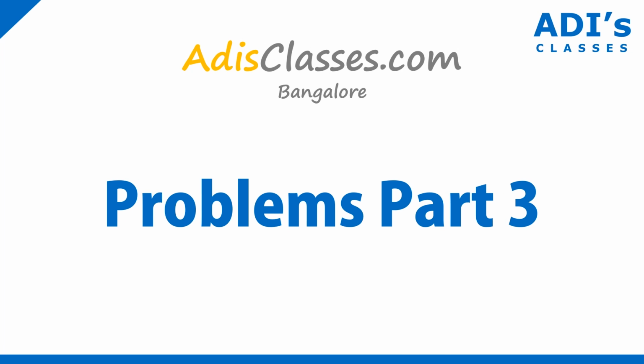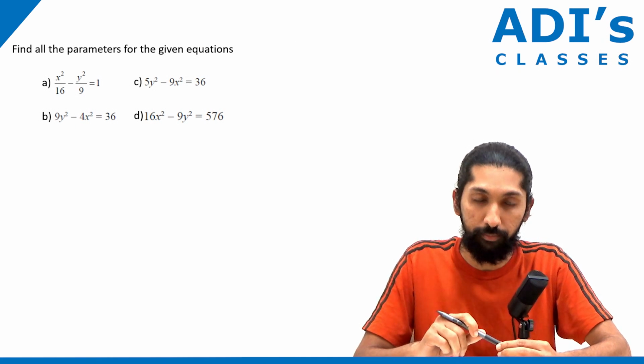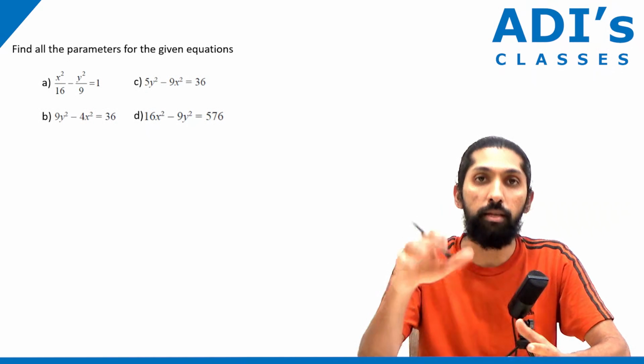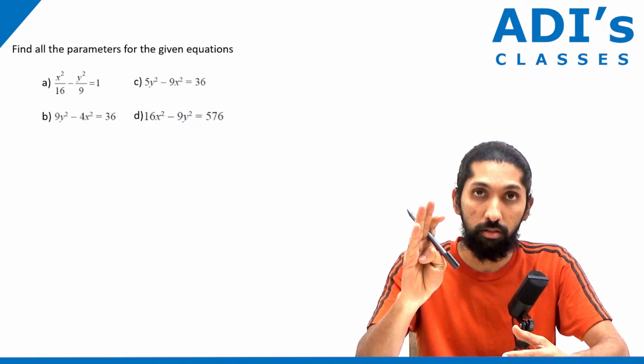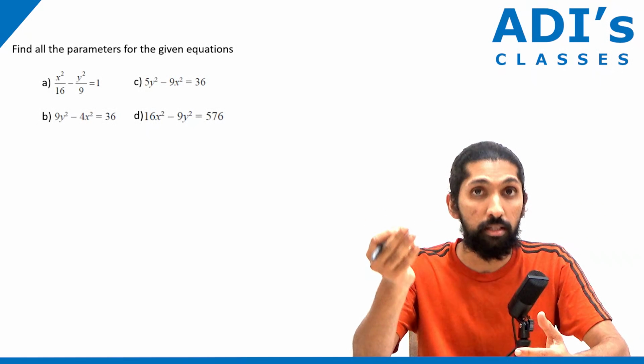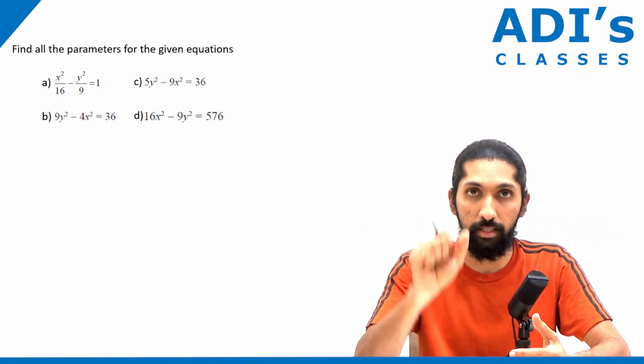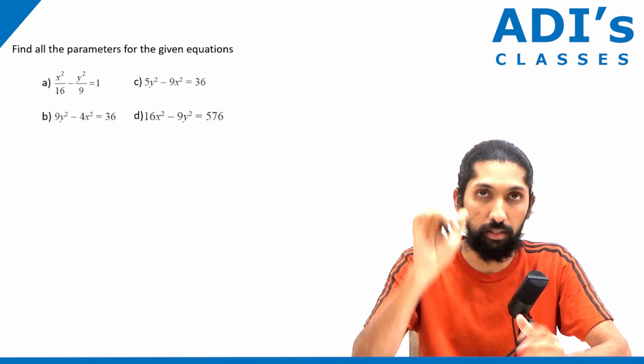Let's solve a few problems based on the topics we have learned. See the first one. Find all the parameters for the given equations. Basically, parameters are what? Focus or foci, vertices, latus rectum, and also the transverse and the conjugate axis length. Fair enough? These are the parts.